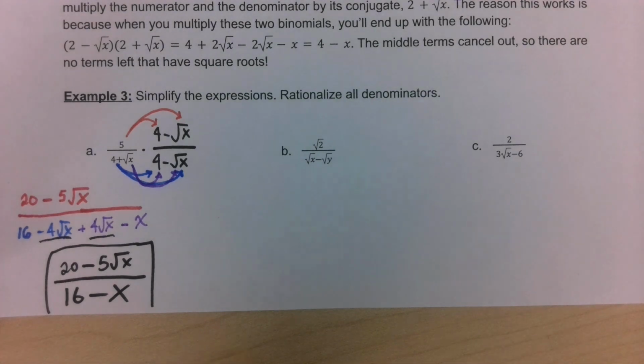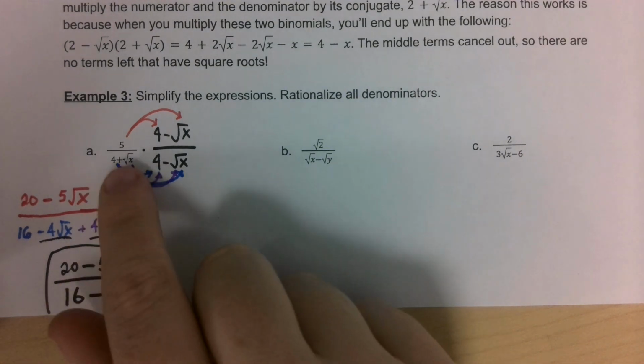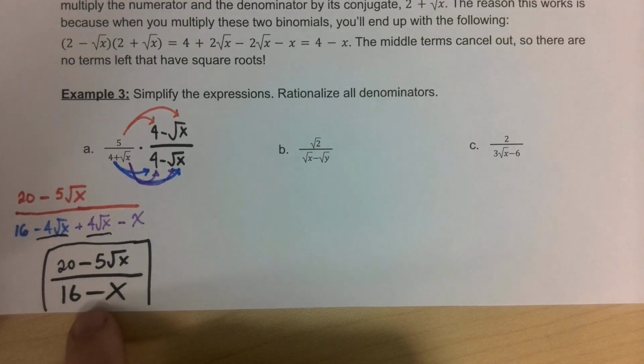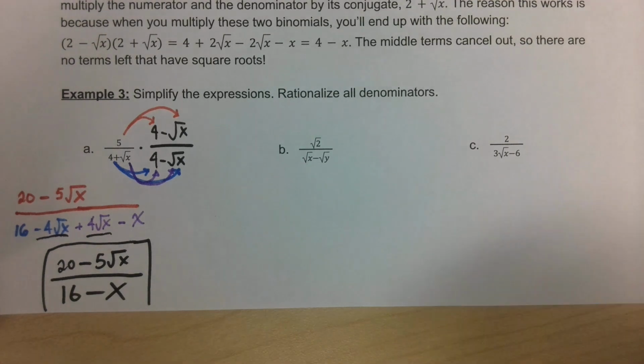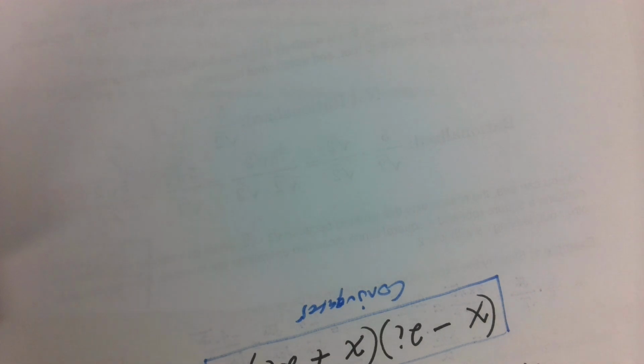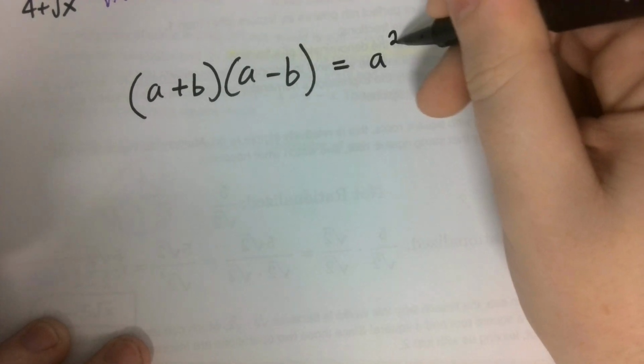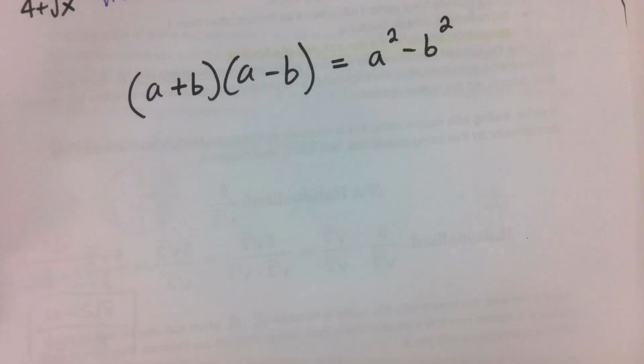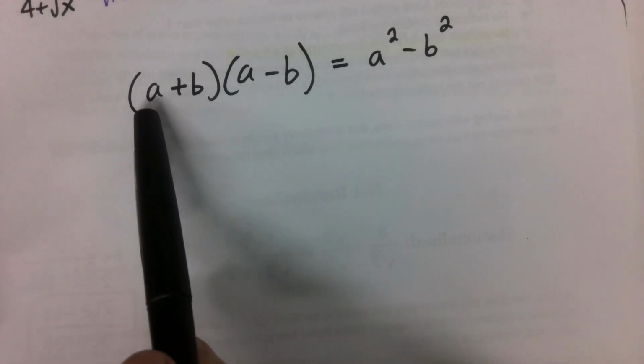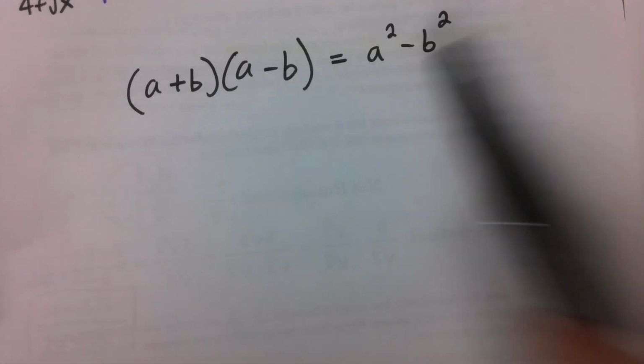This provides us with a little bit of a shortcut. The shortcut is, if you remember your sum and difference pattern, you can go straight to that on the bottom. But as a reminder, the sum and difference pattern works like this. Anytime you have a plus b times a minus b, even if a and b are square roots, it's a squared minus b squared. Just square the first one minus square the second one.